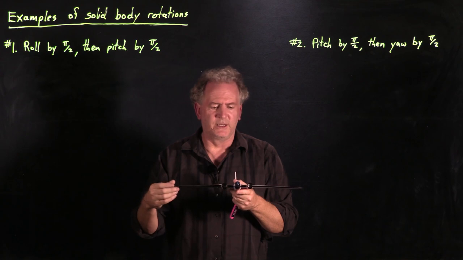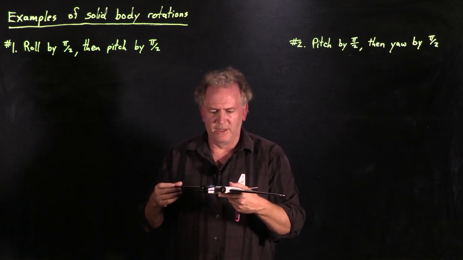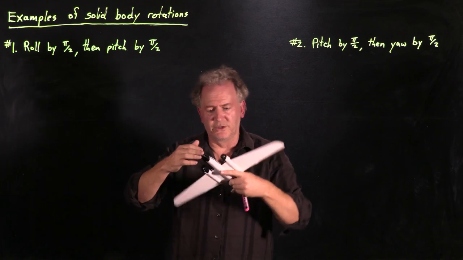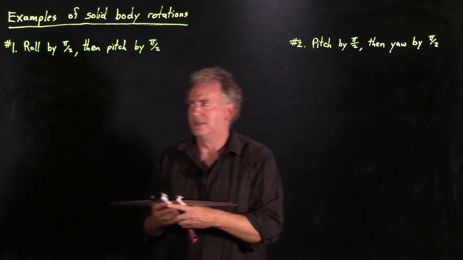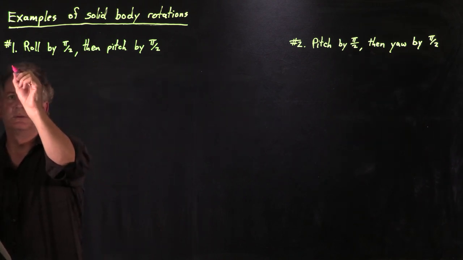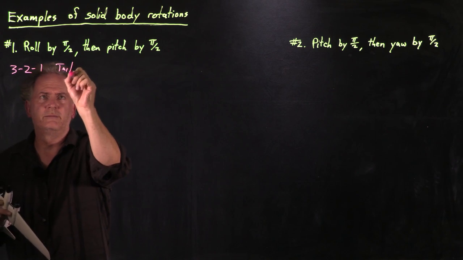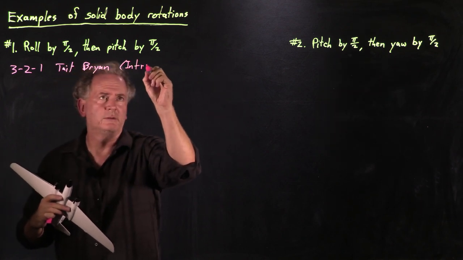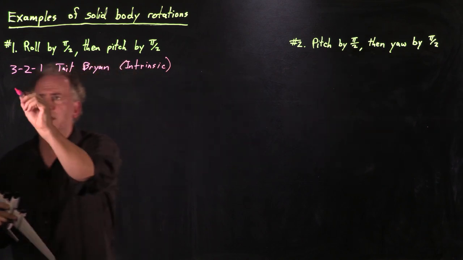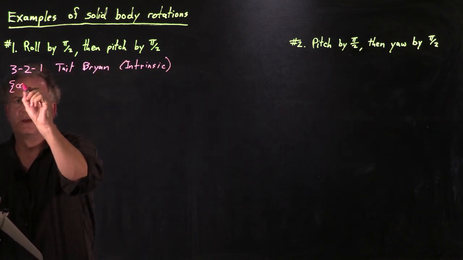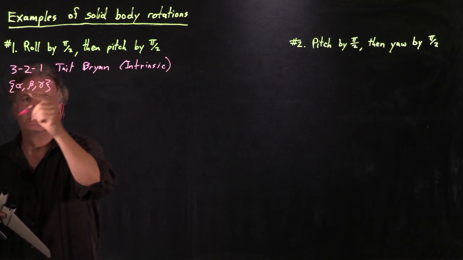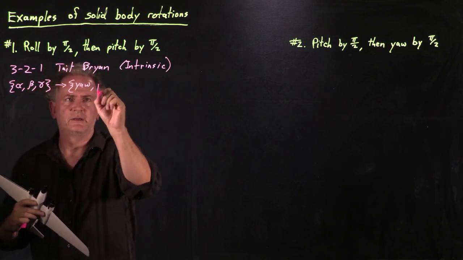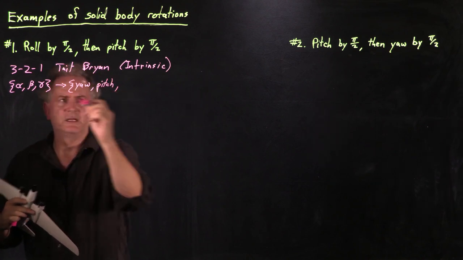So for instance, with a 3-2-1 Tait-Bryan rotation sequence, we're going to yaw some, and then we're going to pitch some from where we left off after the first one, and then we're going to roll some where we left off after the second rotation. And so this is an intrinsic rotation sequence. We're starting with 3-2-1 Tait-Bryan considered as an intrinsic rotation sequence, as is common. And the three rotations, I'll denote alpha, beta, and gamma in order. So the first rotation is the yaw. The second rotation is the pitch by beta. And the third rotation is the roll by gamma.